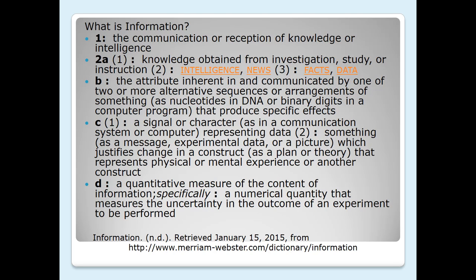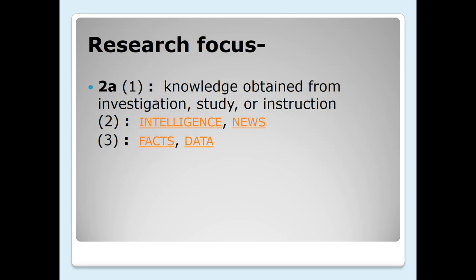First, we need to determine what is information. In Webster's Dictionary Online, there are two main definitions with explanatory notes for each. For this class that focuses on research, we will use this definition, that information is knowledge obtained from investigation, study, or instruction.